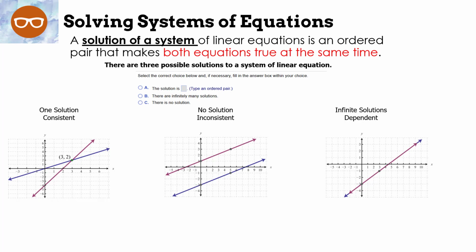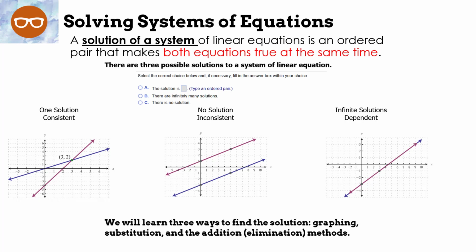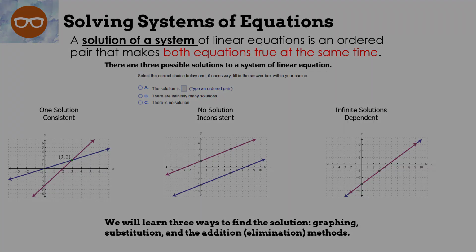B says there are infinitely many solutions, and that's a dependent solution. That means we have the same line. And for C, there's no solution. Well, that's inconsistent. That's straight down here. Those are parallel lines. So those are your three choices when you do these. We will learn three ways to find the solution: by graphing, substitution, and the addition or elimination methods.